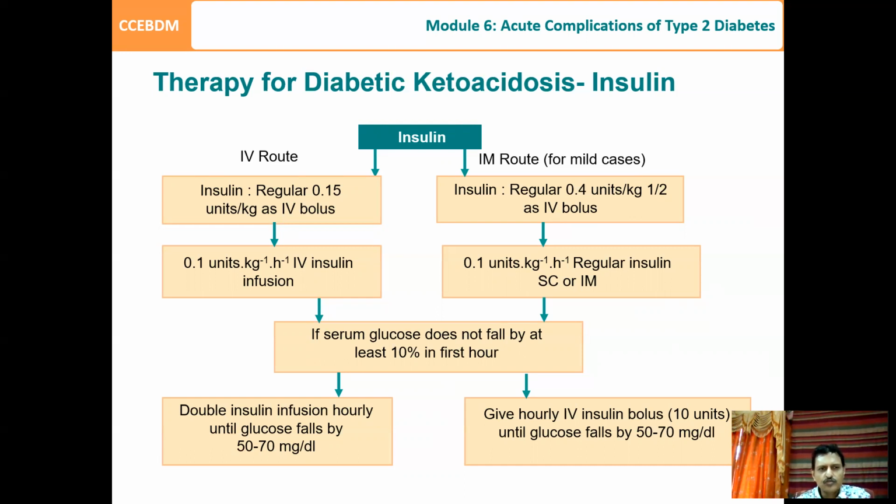So give low dose insulin. Don't try to correct hyperglycemia. This low dose insulin will stop the ketogenic process and will stop the production of acids, and that will reverse the ketoacidotic process.